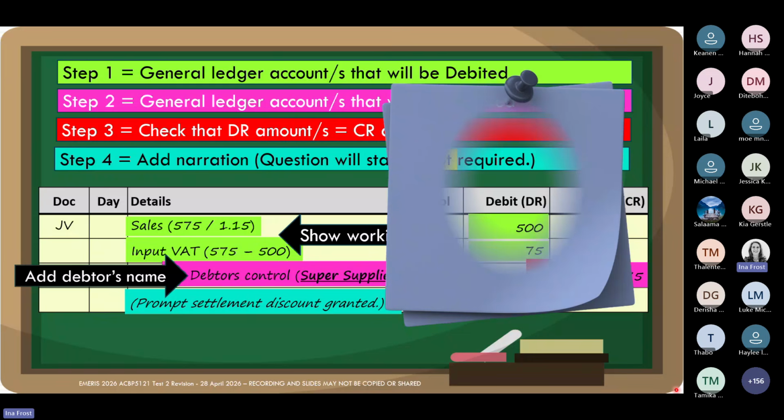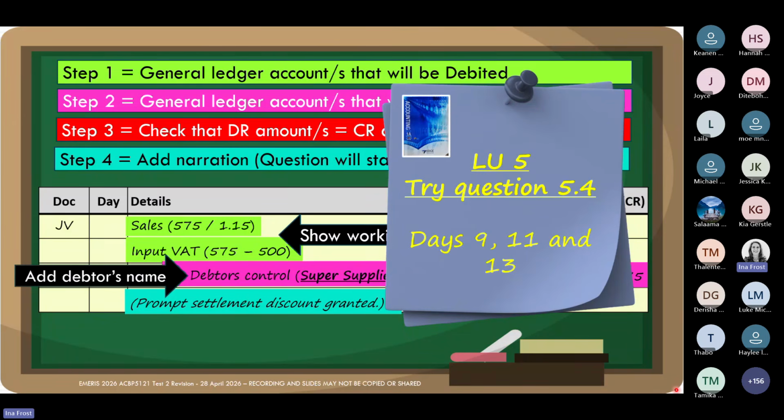If you want to practice more questions where you do settlement discounts granted to debtors, again, you can go back to our question 5.4 and days 9, 11, and 13. They will give you an opportunity to practice more entries just like this one.